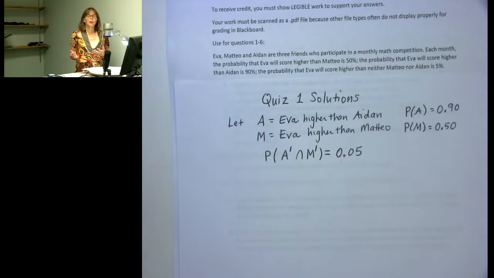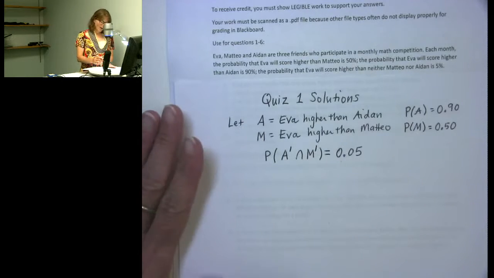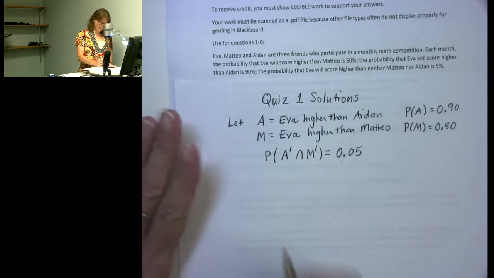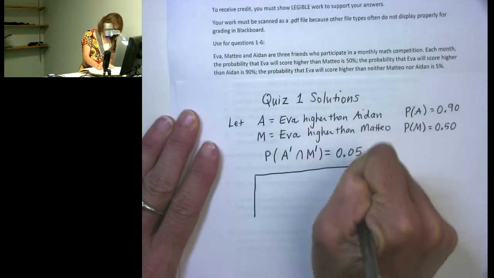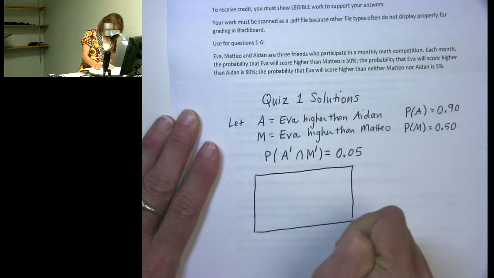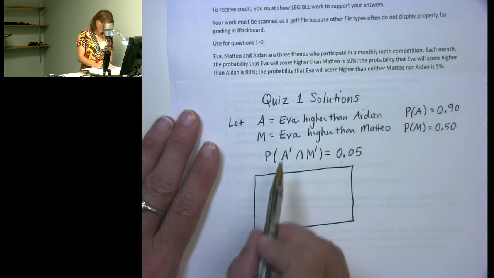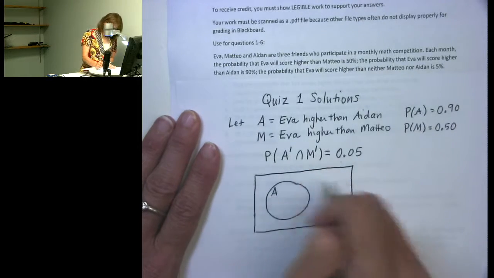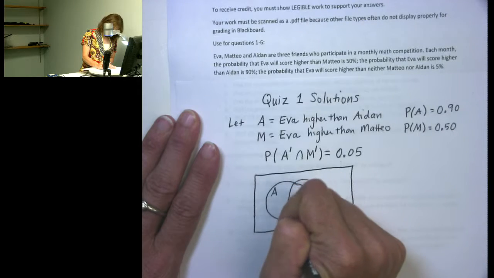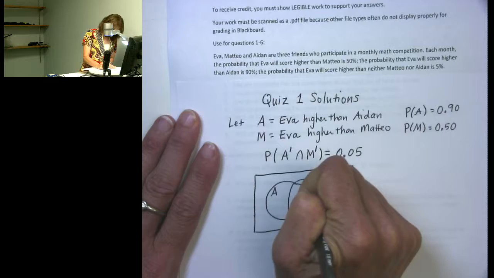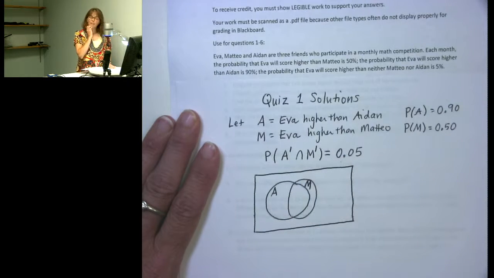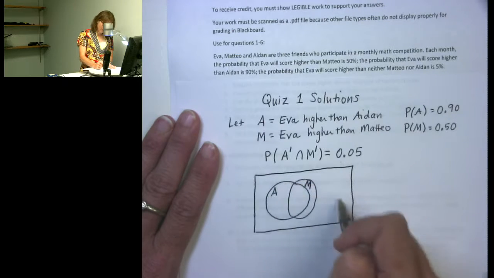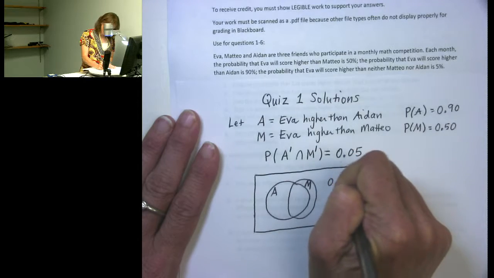Okay, so now I'm just going to start working with this before I even look at the questions. So often if I have a situation with 2 events like this and I want to think about it, it's often helpful to start with a Venn diagram. So I'm going to use a Venn diagram. Here's my outcome space. I've got event A, Eva scores higher than Aiden, and then I've got Mateo, beating Mateo. And then I've got the part outside of that. So not beating Aiden and not beating Mateo, that's this outside part here, and that is 0.05. Right.